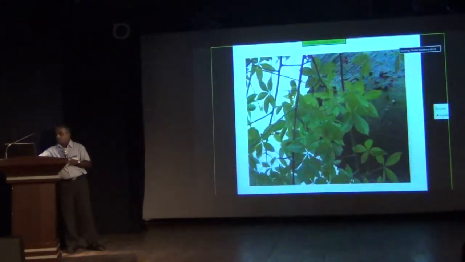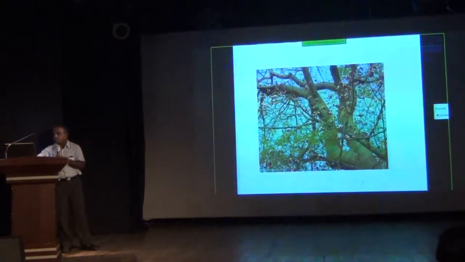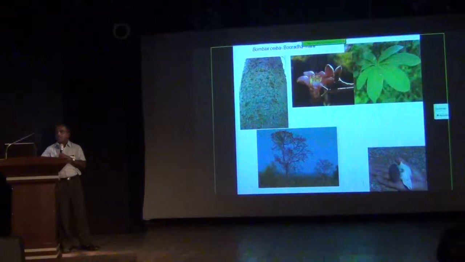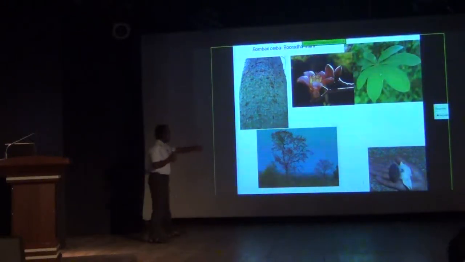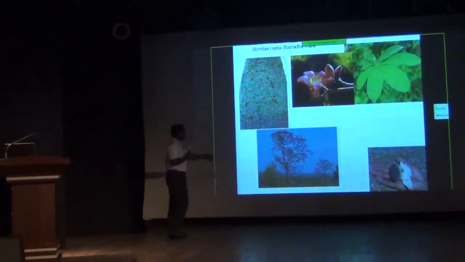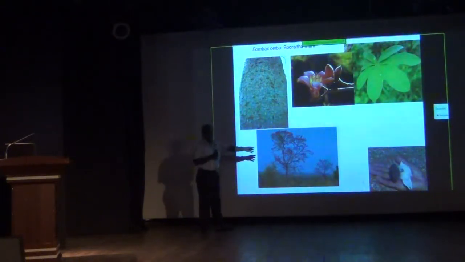So here I showed you finger-like leaves. There are 5 leaflets in it. So immediately, many of you might be thinking of going to the forest, or some of this kind of trees still standing in some of the urban areas like Bangalore. This is called red silk cotton tree. You can see it's very spectacular flowering.